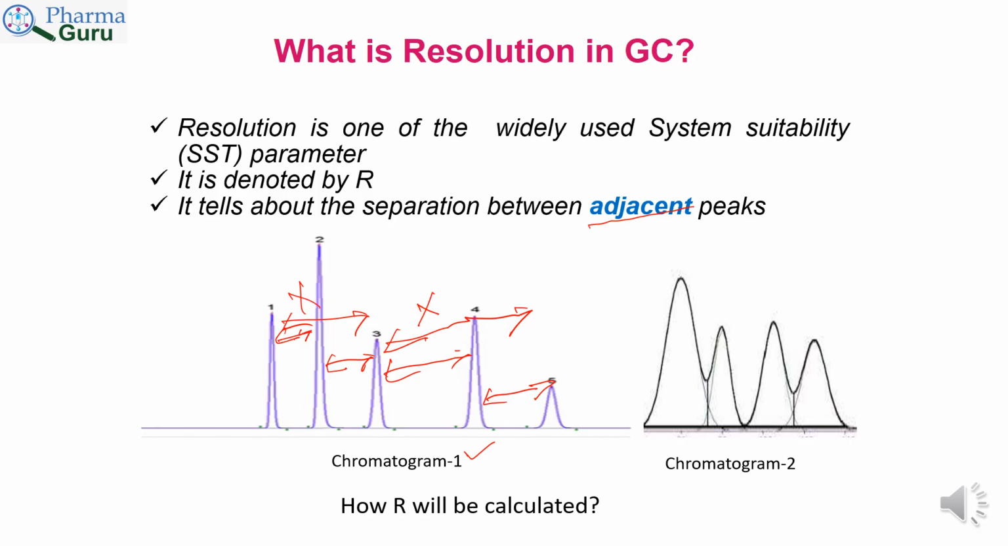In chromatogram 1, each peak is well separated from adjacent peak, but in chromatogram 2 peaks are not separated from its adjacent peak. Hence, chromatogram 2 is not acceptable, but chromatogram 1 will be acceptable. Now, question comes, how R will be calculated? I am going to discuss in next slide.